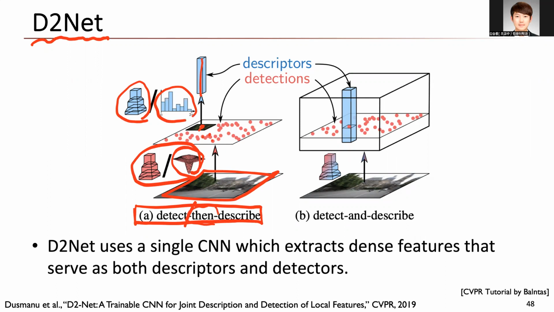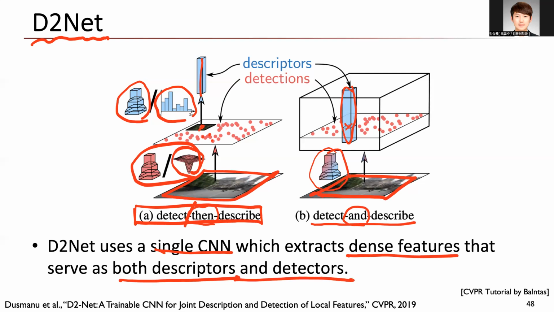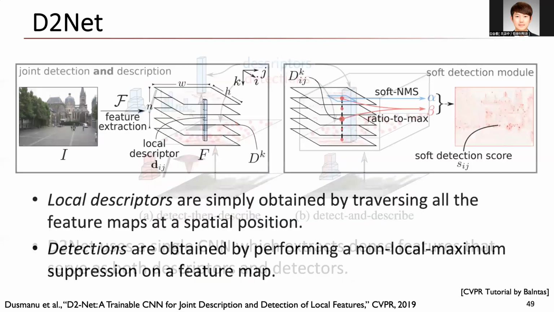So detection, then description. But in D2-Net, they formulate detection and description jointly. In other words, they try to both detect the point and describe it with a single network. D2-Net uses a single CNN model which extracts dense features that serve as both descriptors and detectors. How do they do that?